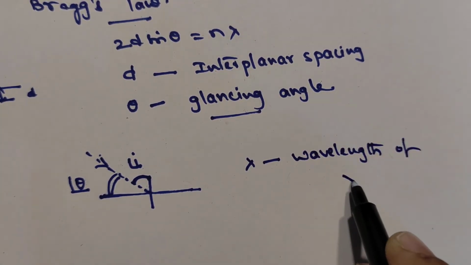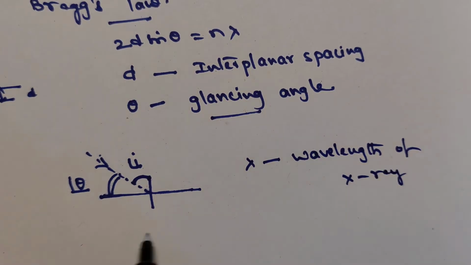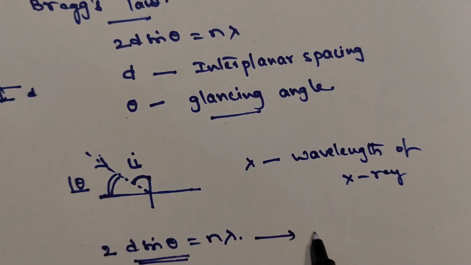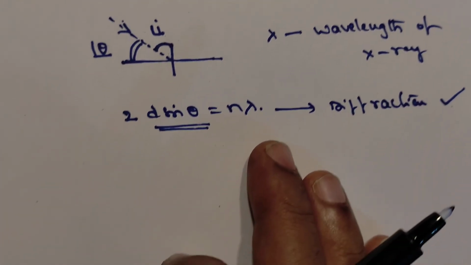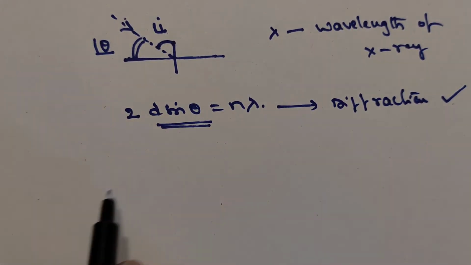the wavelength of the X-ray. If the condition 2d sin theta equals n lambda is matched, then the diffraction pattern is possible. Diffraction is possible. But what happens if Bragg's law is not matched? It is impossible to get the diffraction condition. The peak maxima is not possible.